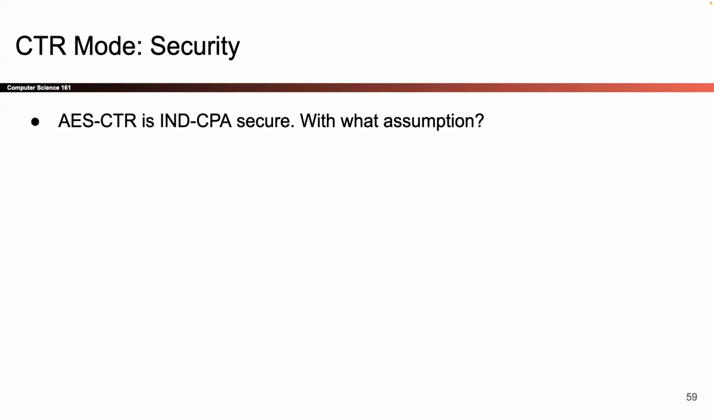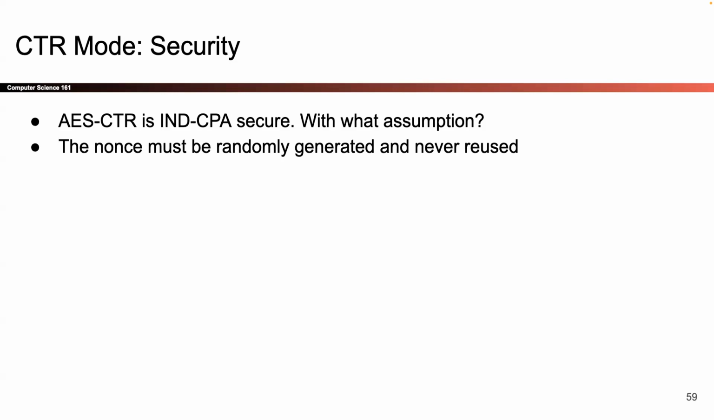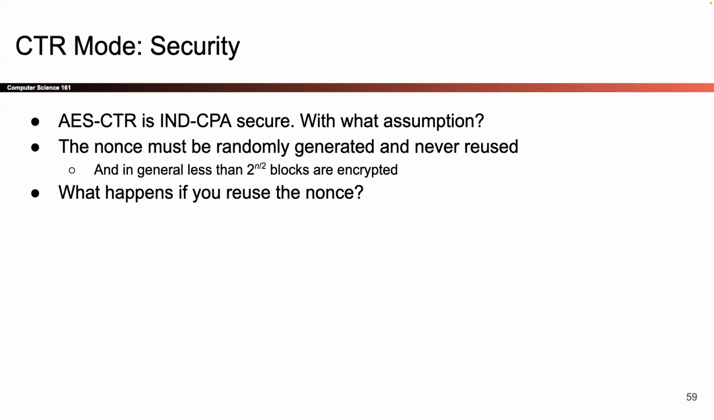But again, there is one key assumption you have to make. The key assumption is that the nonce had better be randomly generated and not reused. Because what happens if you reuse the nonce? Bad things happen.